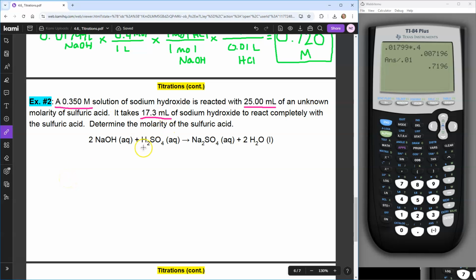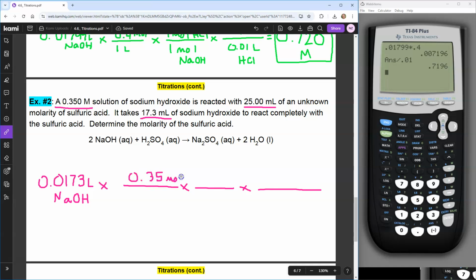All right, so we're going to start with the volume of our base. 17.3 divided by 1,000, I get 0.0173 liters of our NaOH. Just like the last one, I'm going to need 3 steps here to figure this out. Step number 1, we're going to use the molarity of our base to determine the number of moles. So 0.35 molar, again moles over liters, so there are 0.35 moles in 1 liter. That's moles of NaOH.